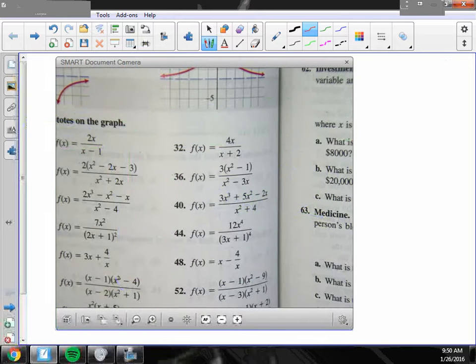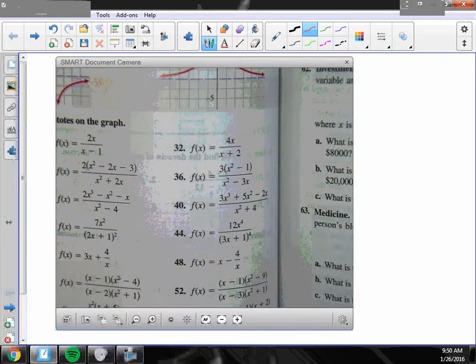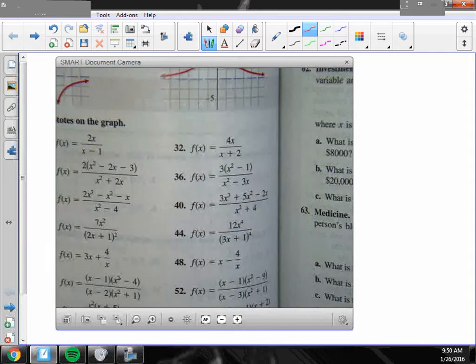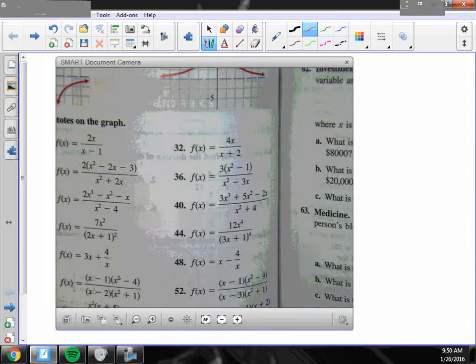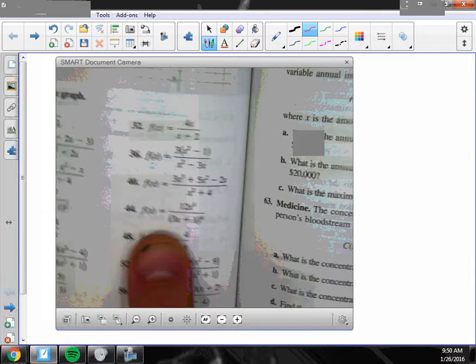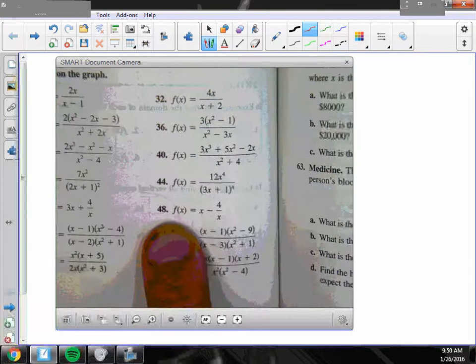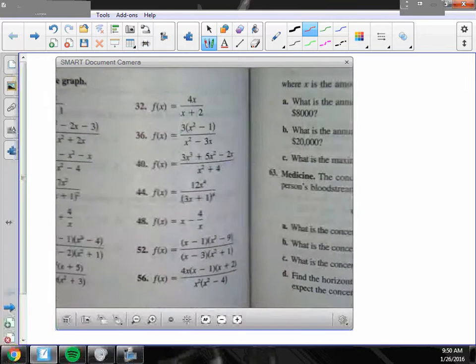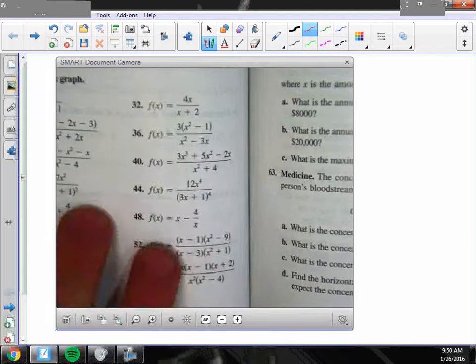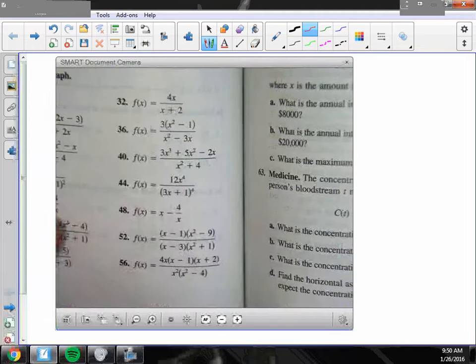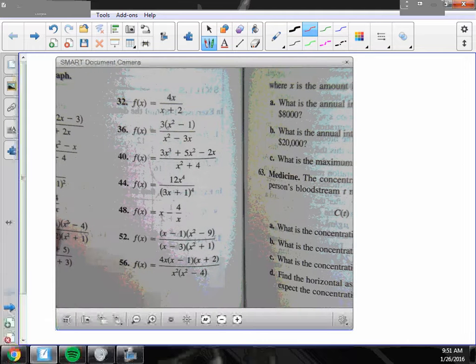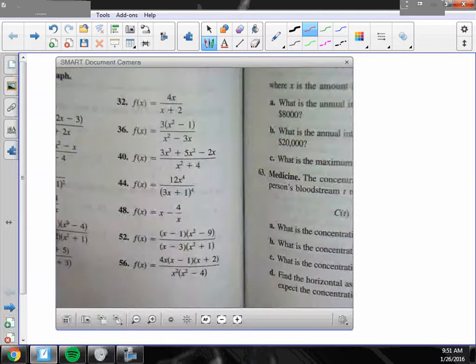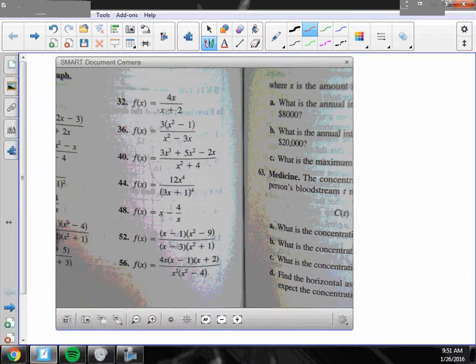Okay. Look at number 40. What are the roots of the denominator? Plus or minus 2i. So when does the denominator equal 0? Never. Not in the real world. So this has no vertical asymptotes.